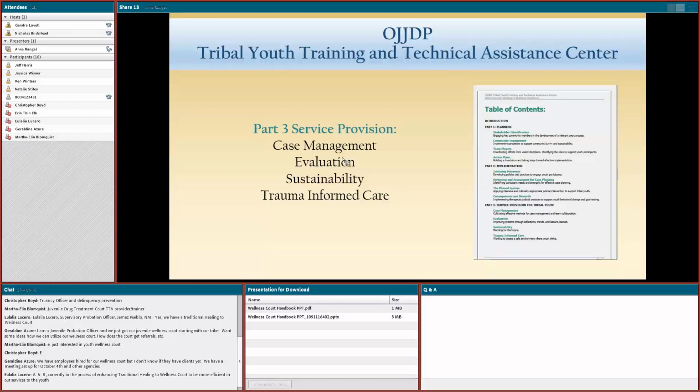We feel that we've done a great job at trying to consolidate some of the many useful resources that are out there for youth and get them all into one place so that it can be right at your fingertips. You can walk through it with your team or even as an individual and work through developmental processes to establish a juvenile healing to wellness court.